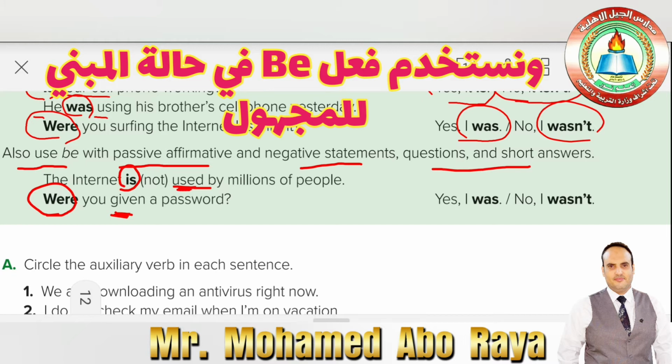Verb to be is followed by the verb in the past participle. Were you also given, transferred into past participle in the case of passive voice. In the case of the answer, you can say yes, I was, or no, I wasn't.